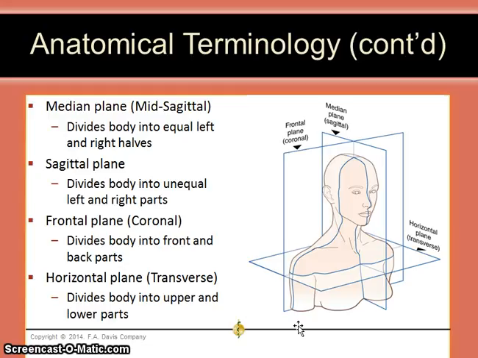The median plane is also referred to as the mid-sagittal plane, and it divides the body into equal left and right halves. The sagittal plane divides the body into unequal left and right parts. The frontal plane, also referred to as the coronal plane, divides the body into the front and back parts. Horizontal or transverse planes divide the body into lower and upper parts.